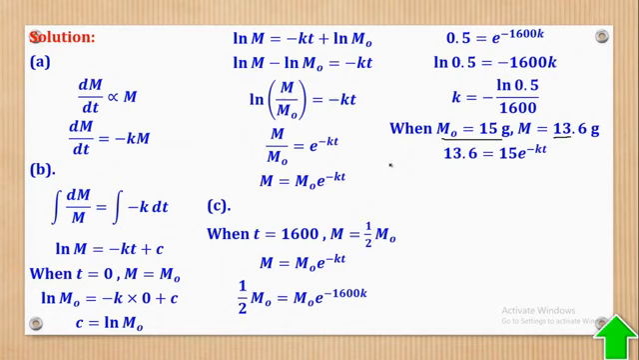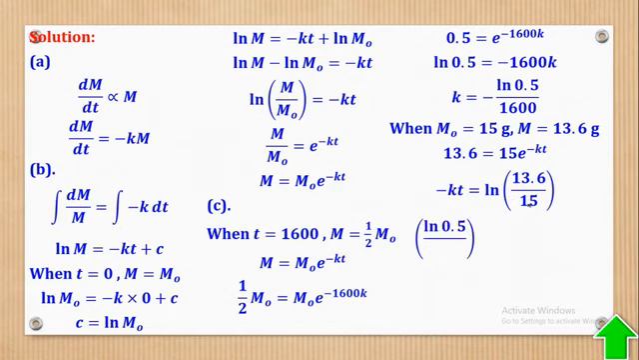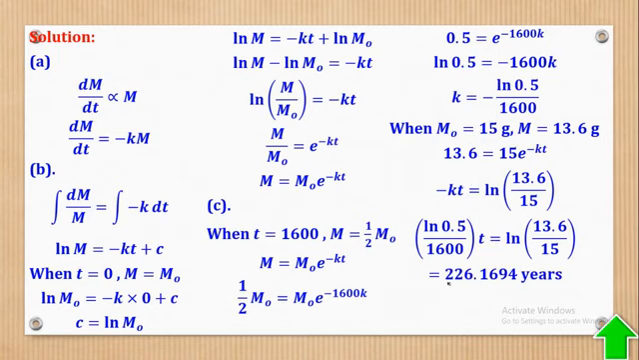So you come and substitute in this equation here. So m is 13.6, m naught is 15, to come up with that. The good thing, we know the value of k, so we shall come and substitute for k. So taking this one this side gives you negative kt equal to ln of 13.6 over 15. The value of k, we already know it, so we substitute there to remain with t as the only unknown. Therefore, making t the subject, we come up with 226.1694 years.